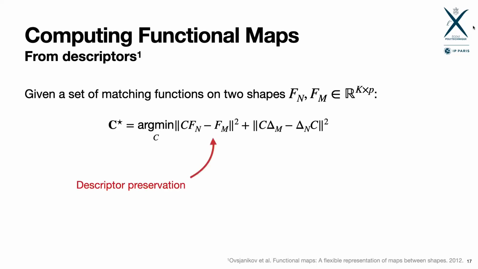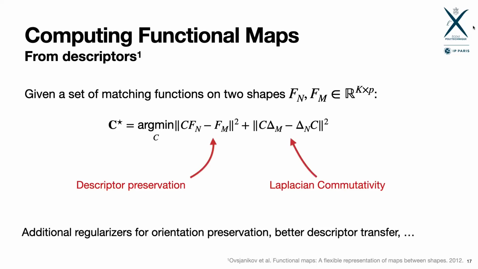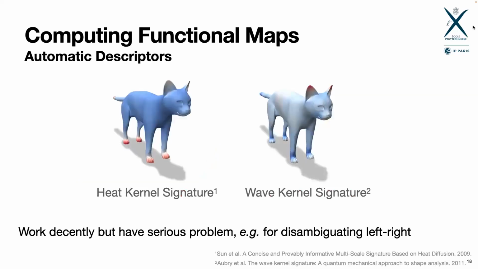And you can just try to solve a linear system of transferring these functions. And this is just some Laplacian commutativity, just some regularization. I'm not going to go into details. This was the original pipeline, presented with the functional maps themselves. It has been extended since then with additional regularizers. But the overall idea is, if you have descriptors, or what we call descriptor functions, functions that should be the same on the two shapes, could be curvature maybe, then you can solve some kind of linear system. The thing is how you get these functions.